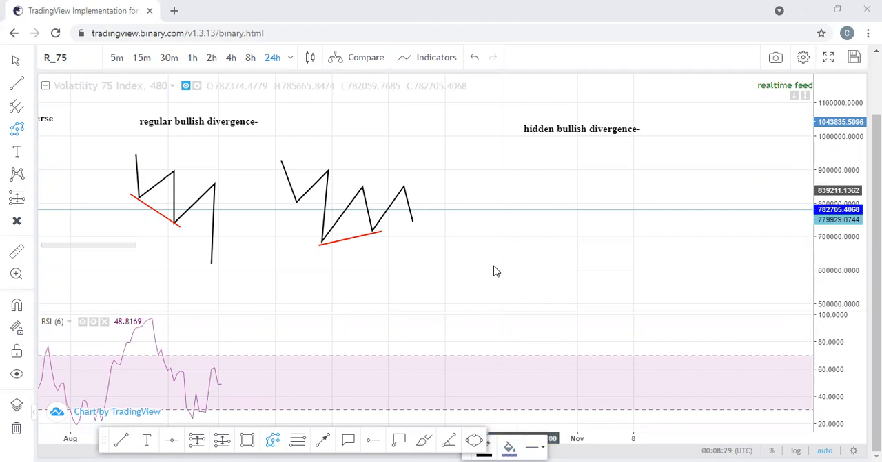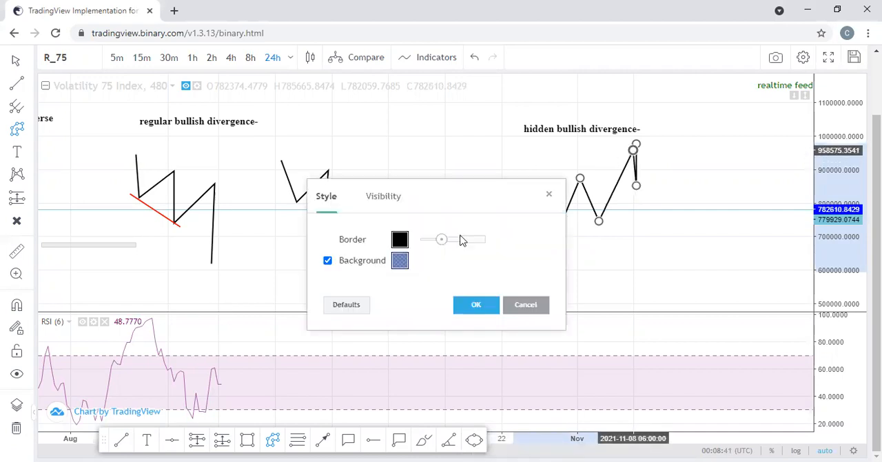This is for a regular bullish now. And the market is making a series of higher highs. Remember, this is a bullish divergence. The market is doing this, doing this, doing this, and this is a bullish setup. Now, how to spot this.